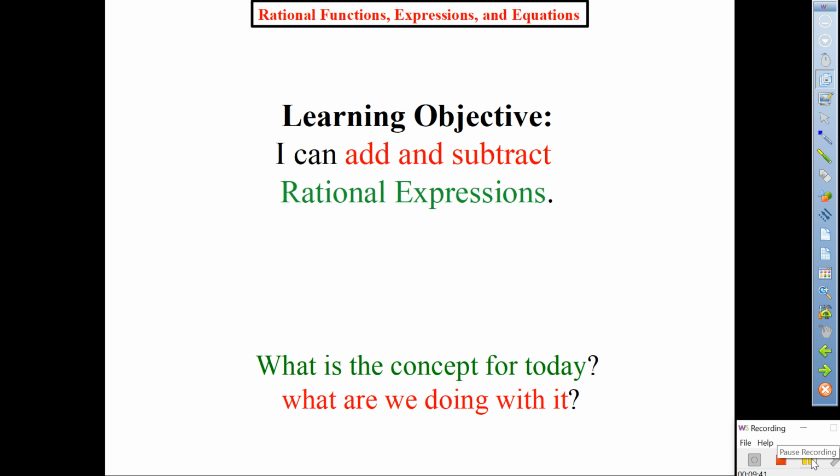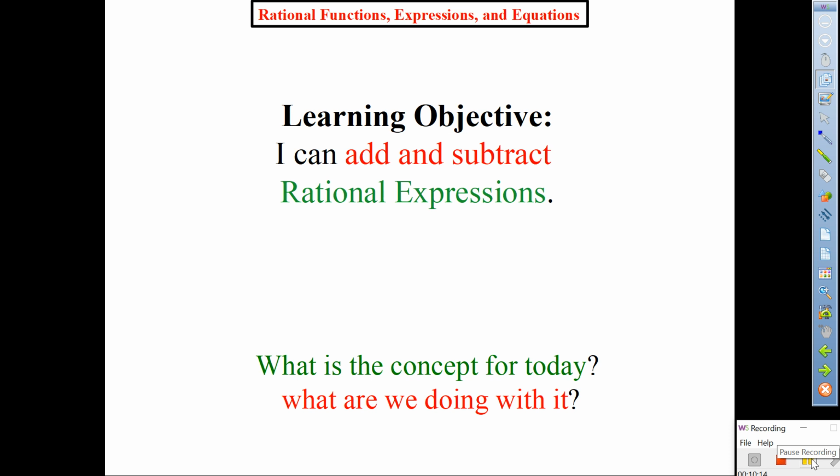So get a Cornell note ready. We are going to continue today's objective. Once again, I can add and subtract rational expressions, but as I explained, we're focusing just on addition right now. Okay? We don't need a, or you know what? We do need a FAIR model. How about that?